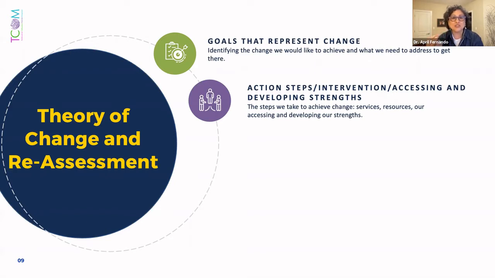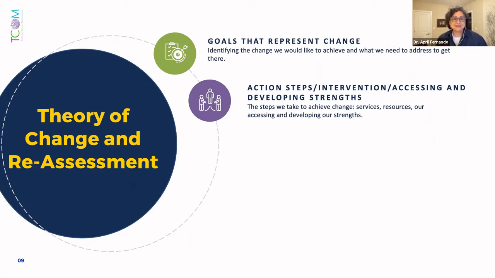So the goals should represent transformational change, significant change. You don't want your child just not to be angry and depressed. You want them to have friends, get along with others, get along with you, and be happy. Transform their lives. Let's not just be less depressed, right? And we need to identify those action steps and how we're going to do that.